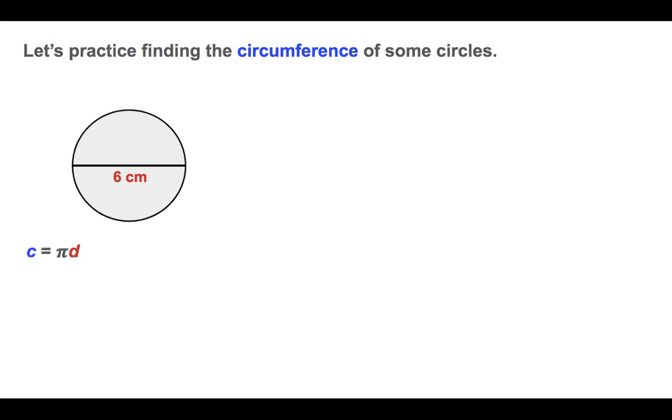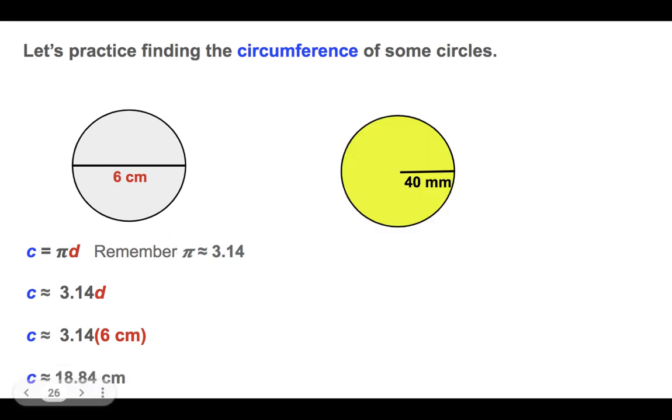So let's practice finding the circumference of some circles. Here I have a circle, and I know that the diameter is 6 centimeters. So to find the circumference, I need to multiply pi by 6. Remember, pi is about 3.14. Notice I have these little squiggly lines. That means that it's about, because it doesn't actually equal 3.14. This is a decimal that goes on and on. So the circumference is 3.14 multiplied by the diameter, and we're going to replace the diameter with 6 centimeters. So the product is 18.84 centimeters.